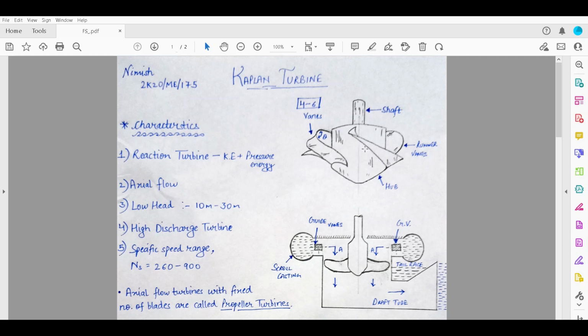Now these vanes can be adjusted over this runner in the upward and downward direction, as well as this angle theta can be changed. Now, the axial flow turbines with a fixed number of blades are called propeller turbines.